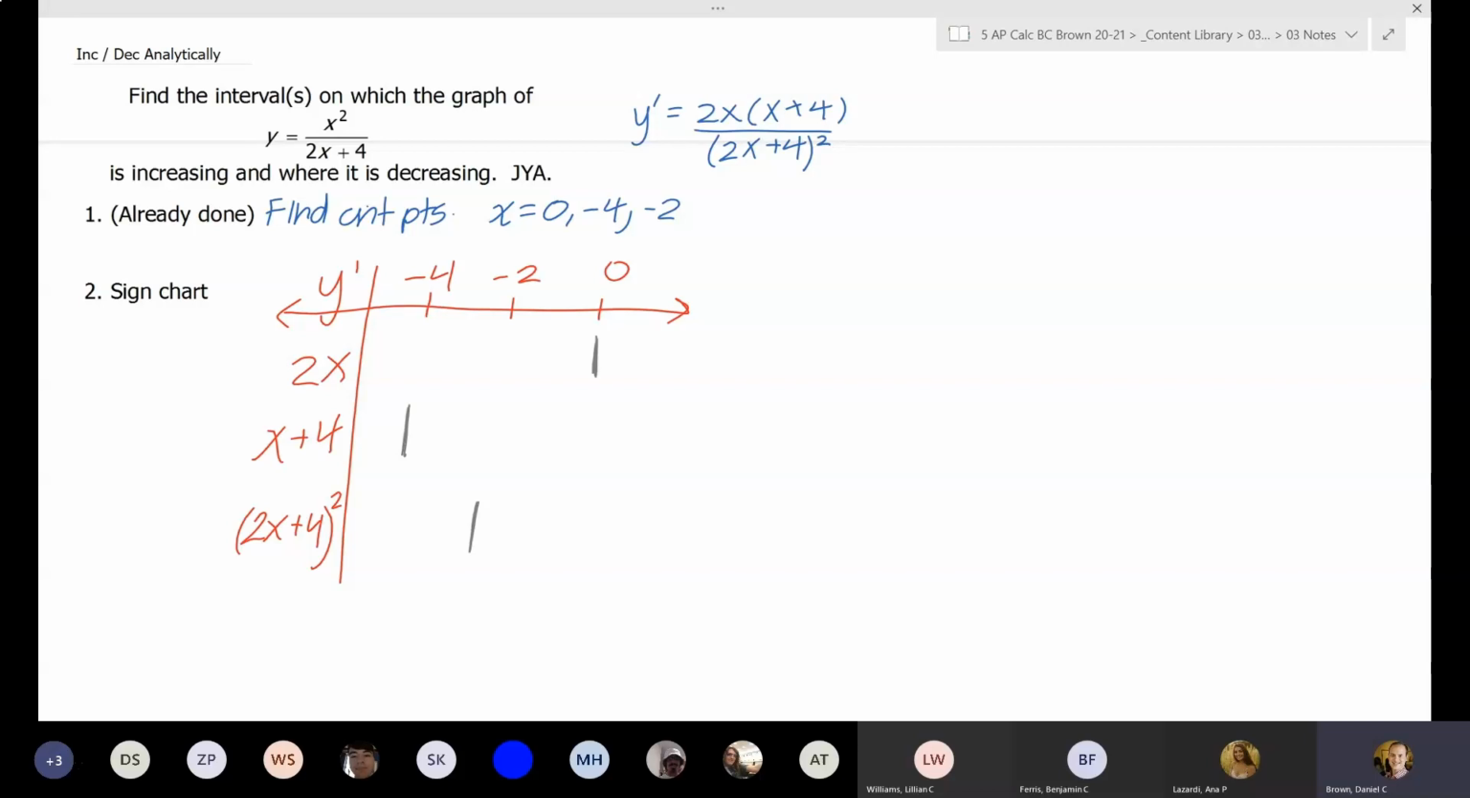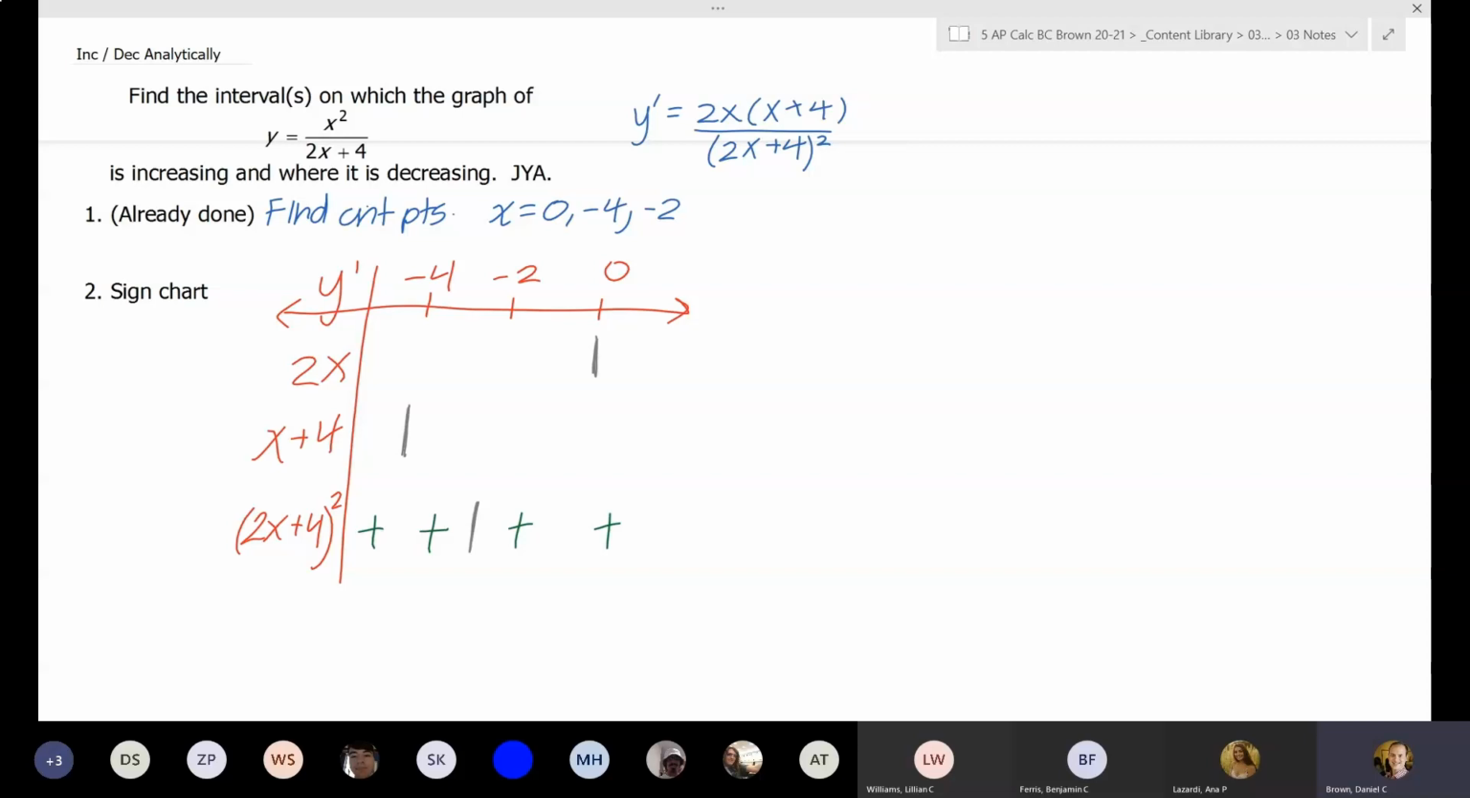I do tend to do the easiest section first. So when I'm looking at these 3 factors, that bottom one, 2x plus 4 squared, well, if I square something, it's always positive. So I know that this bottom factor, no matter what, is going to be positive. So I go ahead and fill those in. It was an easy part.